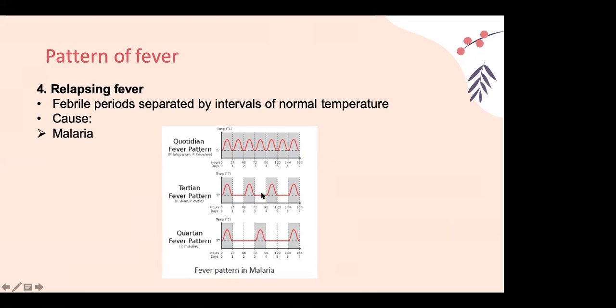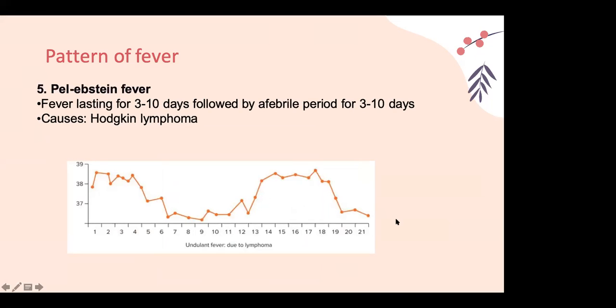Last, Pel-Ebstein fever. The Pel-Ebstein fever is a characteristic of Hodgkin lymphoma, where the fever lasts for 3 to 10 days, followed by an afebrile period for 3 to 10 days.